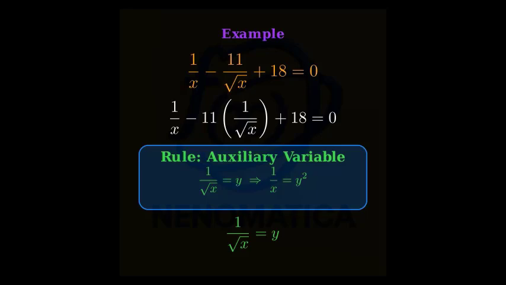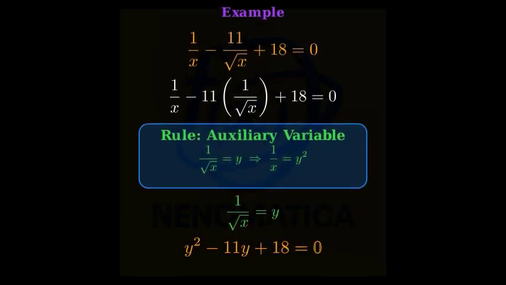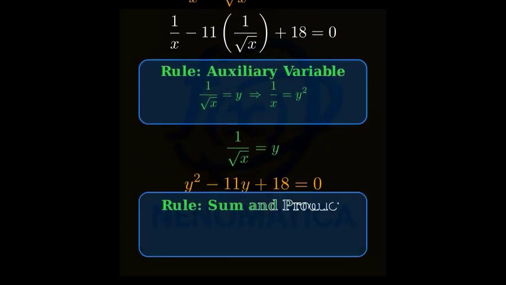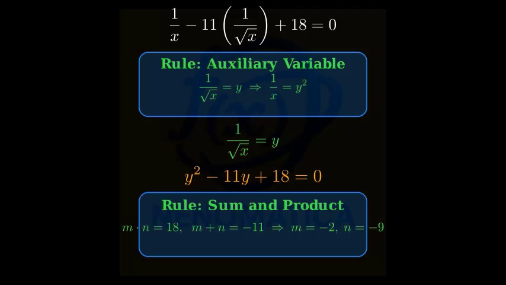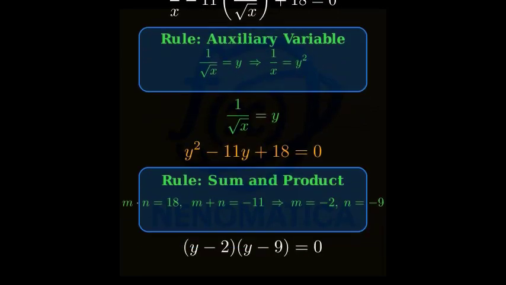Step 2. Form the quadratic equation. Substituting y equals 1 over root x into the expression, the equation becomes y squared minus 11y plus 18 equals 0. Step 3. Factor the quadratic. We need two numbers whose product is 18 and sum is negative 11. Those are negative 2 and negative 9. So the factorization is (y minus 2) times (y minus 9) equals 0.